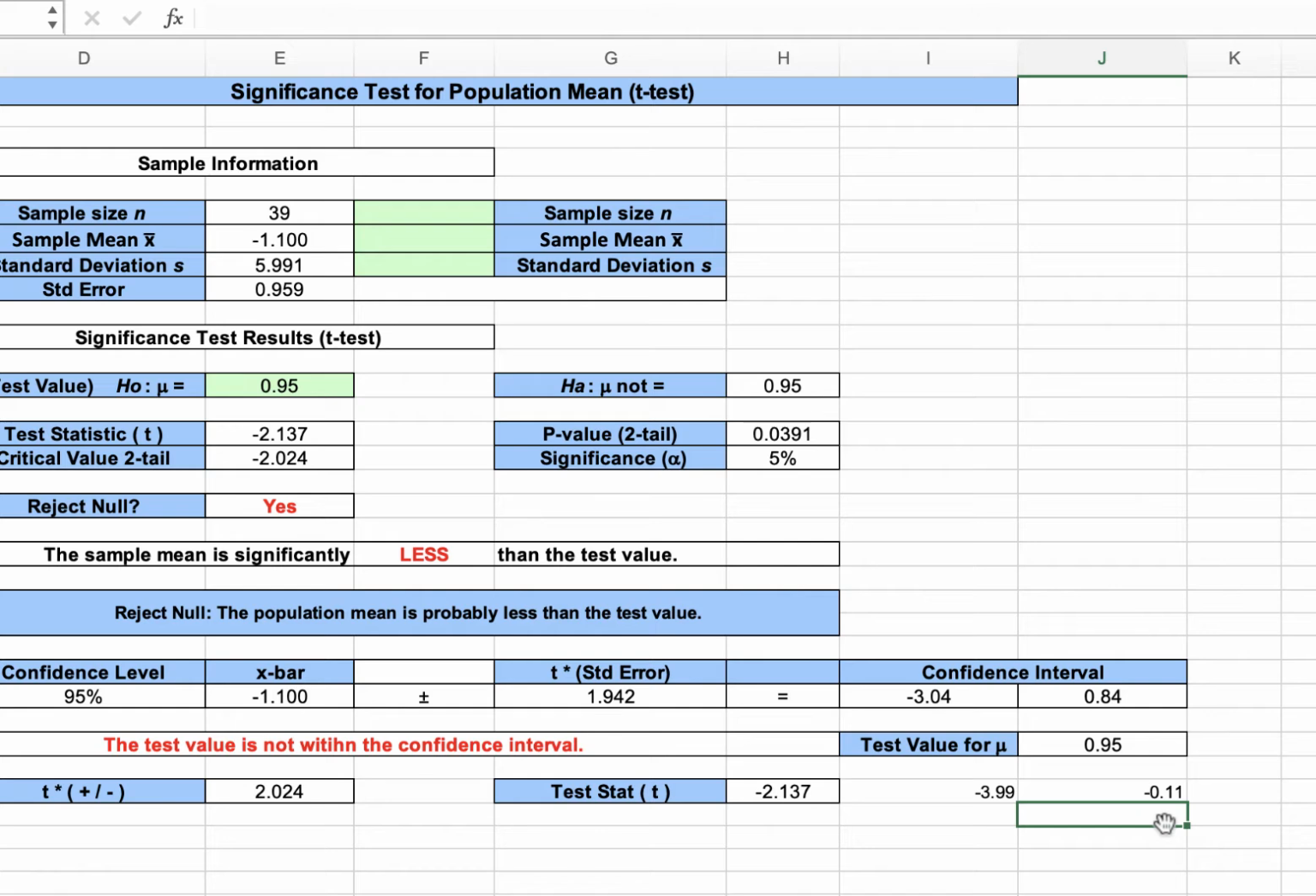So here we could say that we're 95% confident that the portfolio could differ from the S&P by as much as 3.99% less and up to 0.11% less. So clearly the portfolio differs from the S&P, and the amount of difference in this case was used to award damages to the investor through an independent arbitration panel. All right, let's try another one.